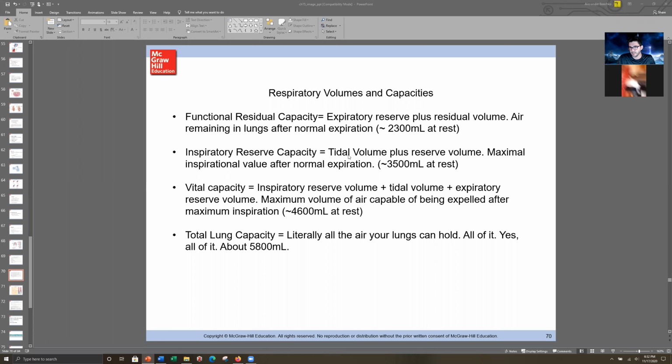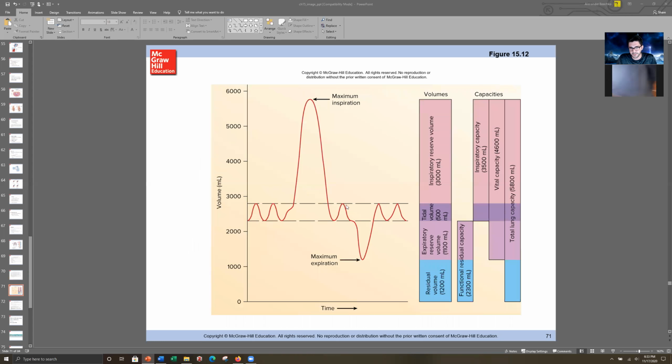Inspiratory capacity is tidal volume plus inspiratory reserve, the maximal inspiratory value after normal expiration, approximately 3,500 milliliters at rest. Vital capacity is the inspiratory reserve volume plus tidal and expiratory reserve volume. So it's the maximum volume of air capable of being expelled after maximum inspiration. Right, so full in, full out. And then total lung capacity is literally all of the air your lungs can hold. All of it, yes, all of it. About 5,800 milliliters.